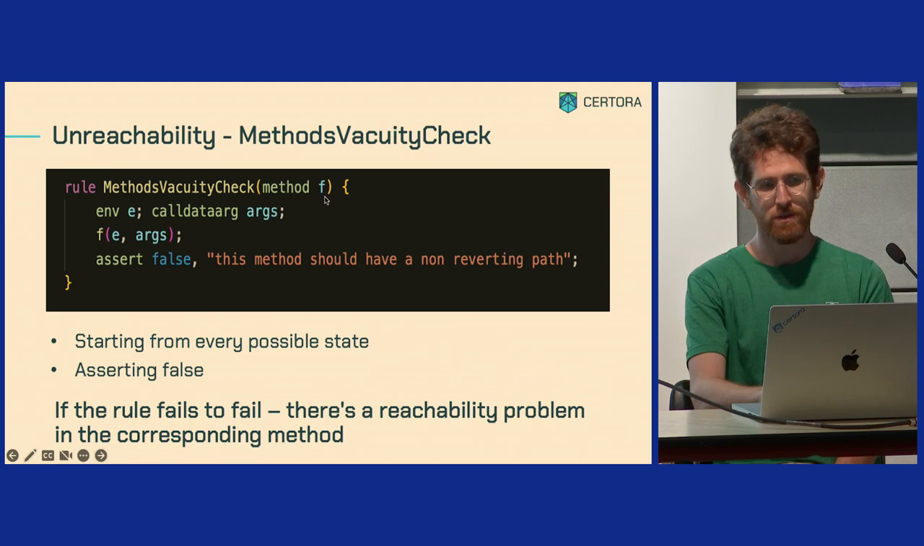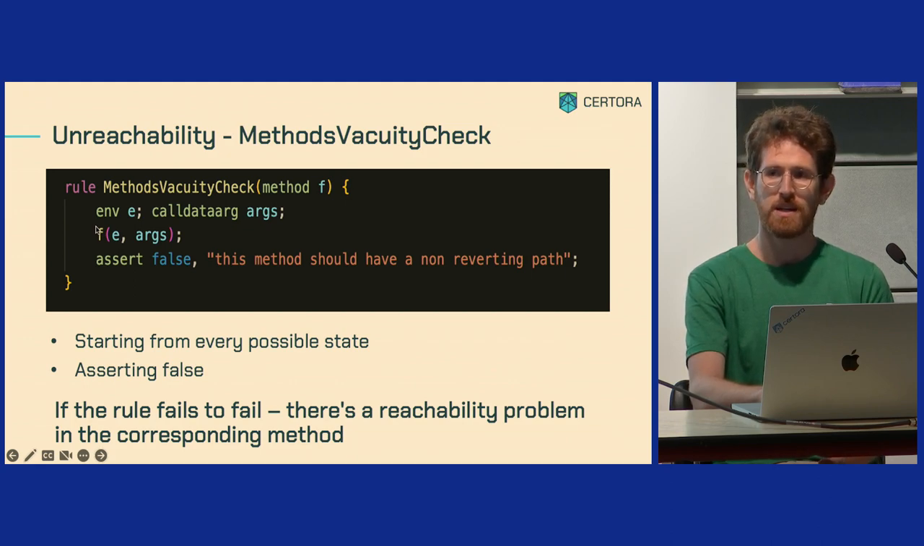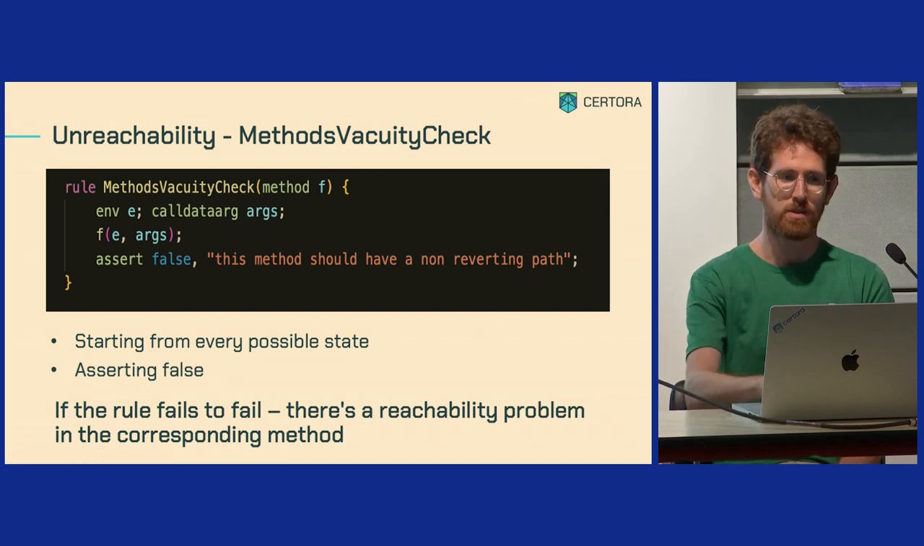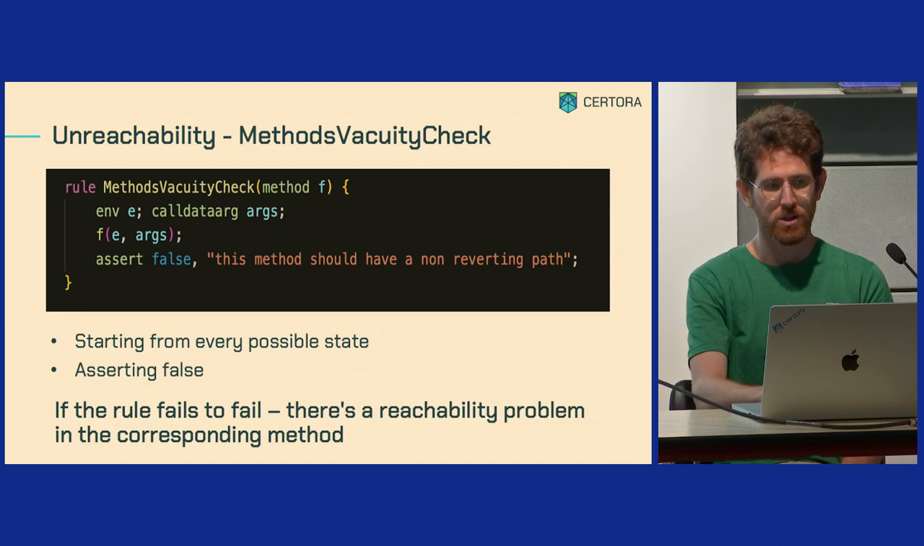So we can see that we define a method F, an environment E, and a call data args. These are just technicalities that we need for the rule. We don't require anything in the beginning. We don't constrain anything. So our starting state is basically the whole space of possibilities. Then we call an arbitrary function f, and we assert false. And again, we expect this rule to fail every time.